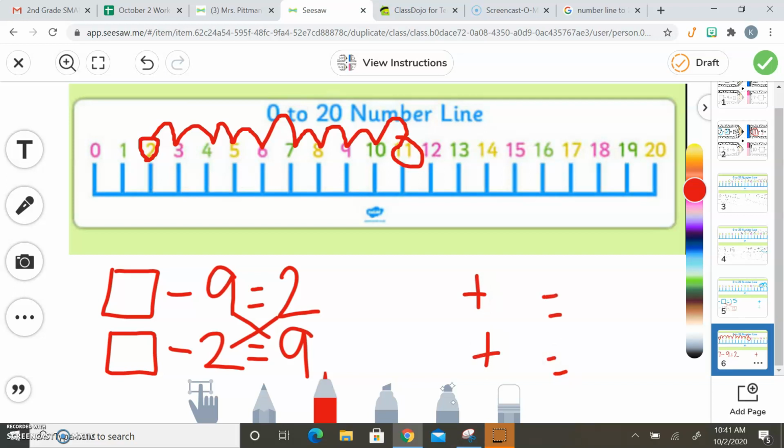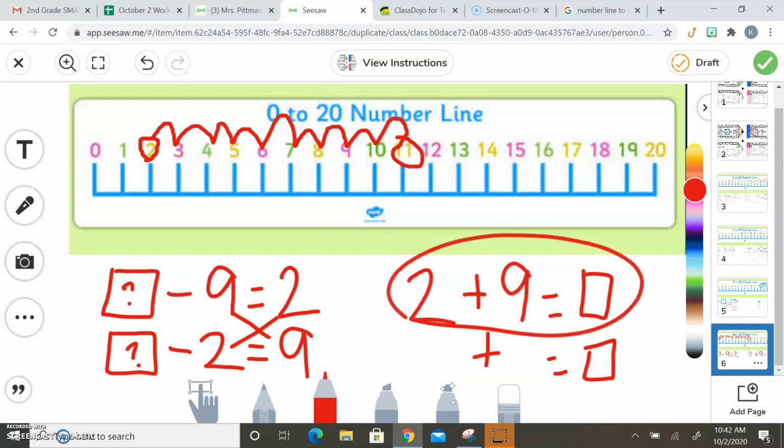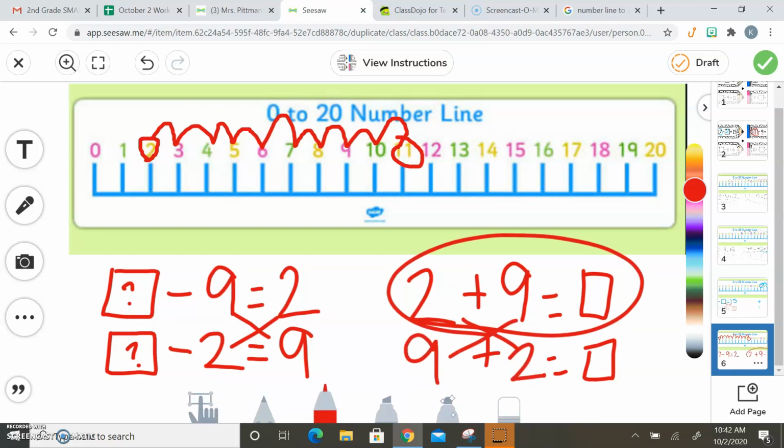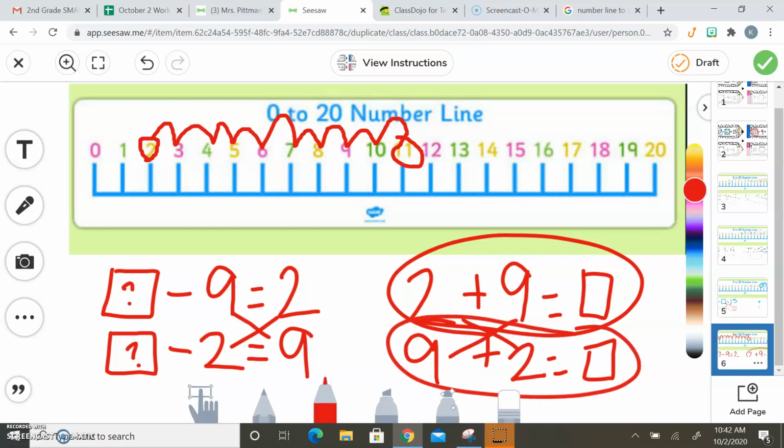I know my biggest number is unknown, so I know I add to get my biggest number. So I'm going to take my 2 little ones, 2 plus 9 equals blank. Can I do that? I can. Or I could try 9 plus 2 equals blank. Can I do that one? I could. So either way will work if you use your fact families.